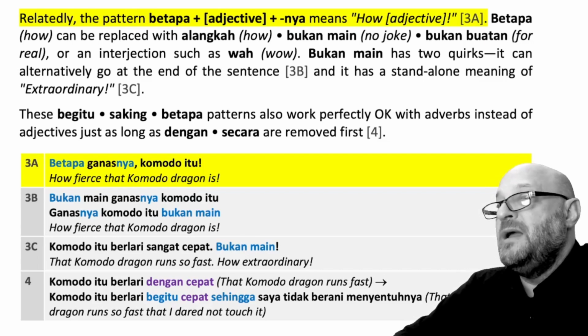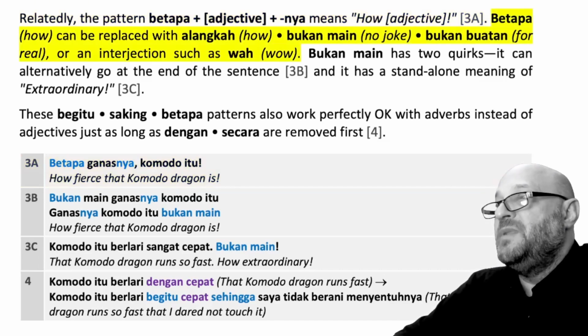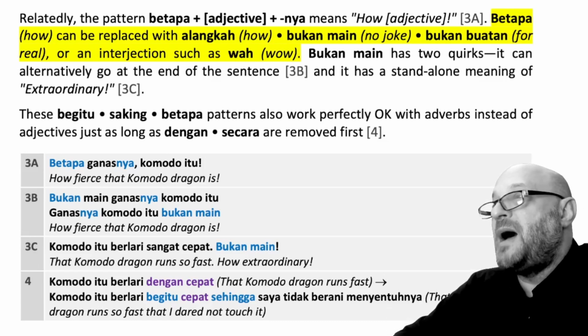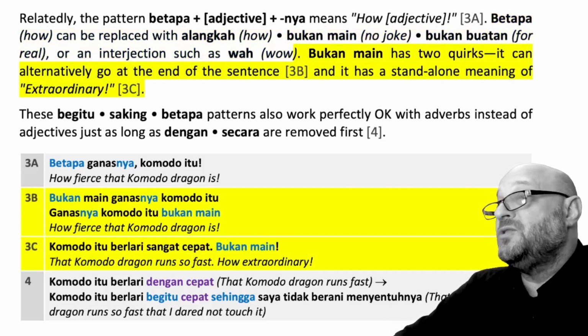Example 3a, betapa ganasnya Komodo itu. How fierce that Komodo dragon is. Betapa, how, can be replaced with alangkah, bukan main, bukan buatan, or an interjection such as wah. Bukan main has two quirks. It can alternatively go at the end of the sentence, and it has a standalone meaning of extraordinary.